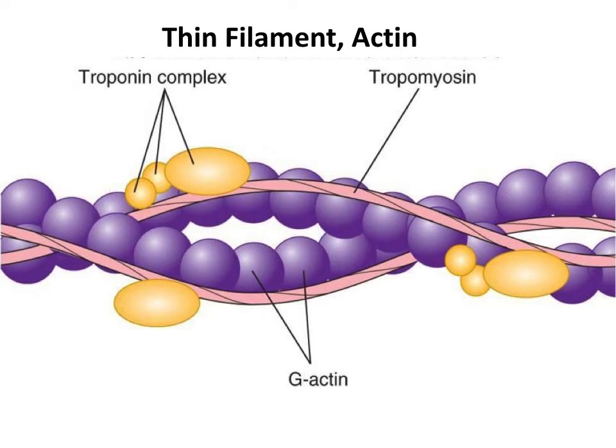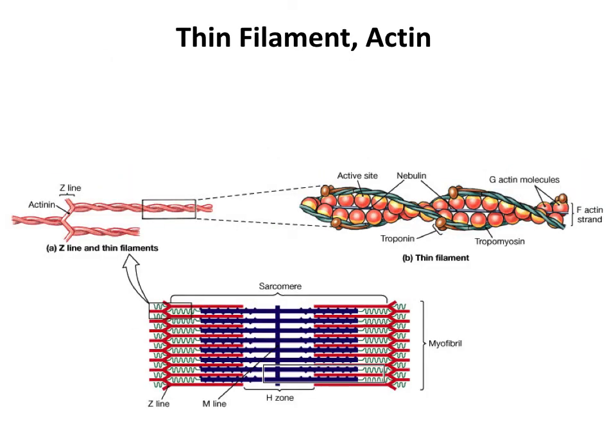All right, so actin is made up of two F-actin. Each of those F-actin is made up of a bunch of G-actin and troponin and tropomyosin. So far, so good.